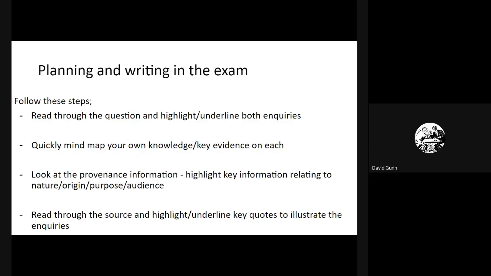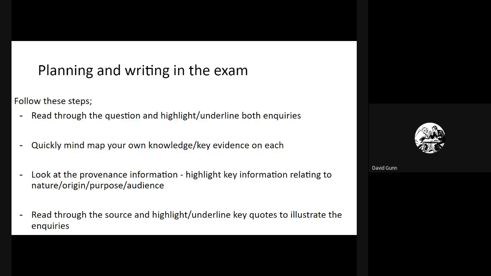The first thing, obviously, you start off with the question and you highlight or underline both inquiries. If you've got highlighters or different colors, you could do inquiry 1 in one color, inquiry 2 in a different color. And then I think you should do a quick mind map, a quick arrow off the inquiries with your own knowledge of those 2 inquiries. So what do you know about each of them? Just some own knowledge. Don't even look at the source yet. Just briefly, what knowledge do you have? Especially when you're fresh going into the exam, you've got lots of knowledge at your fingertips. Just get stuck into it. Get some points down.